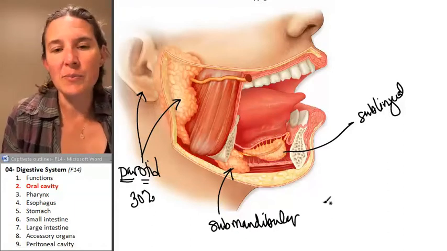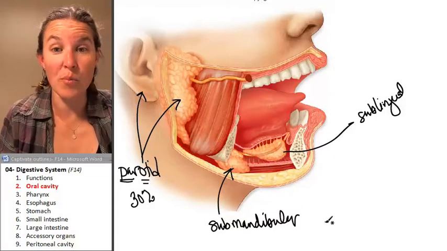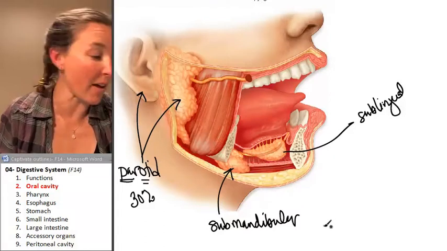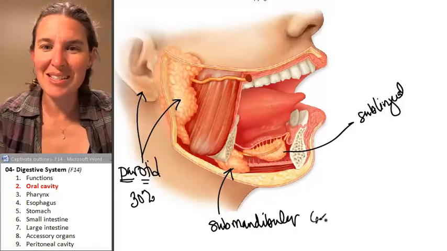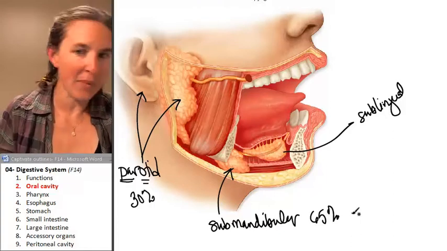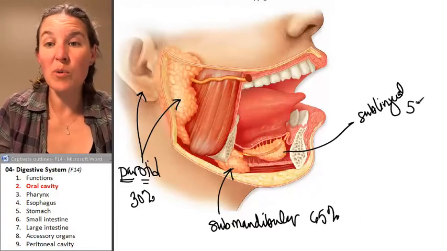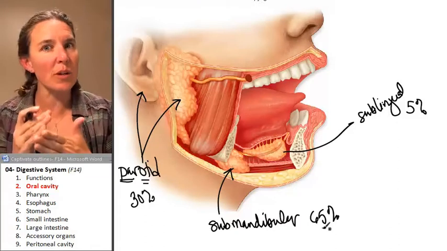Now, here's the deal. Submandibular is the friend that produces the most saliva. I have to make sure that that's true. Yes, thank you. It produces 65% of your saliva. That's crazy talk. And your sublinguals are only producing about 5% of your saliva. So submandibulars are doing the biggest job.